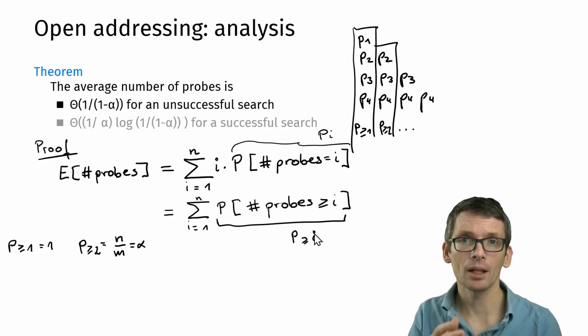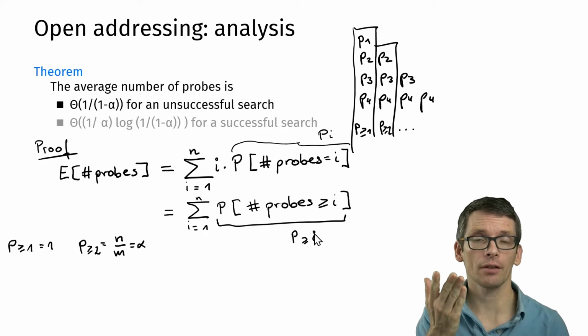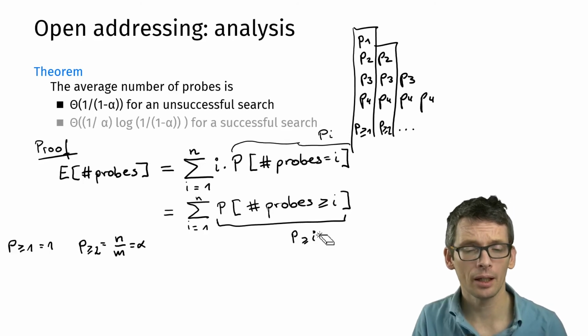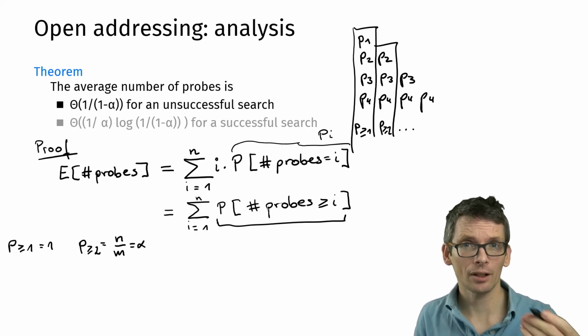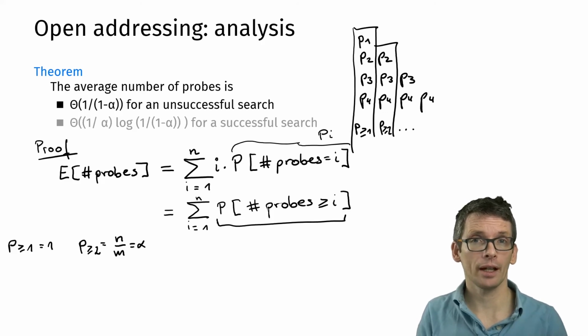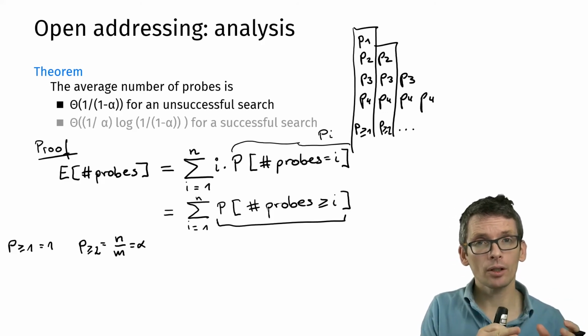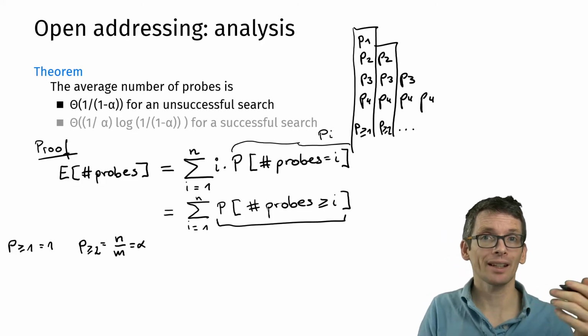So the probability that P is larger or equal 2 is n divided by m, which is the load factor alpha. So how about P larger or equal 3? For P larger or equal 3, my first probe needs to fail. That has probability n divided by m. Then my second probe also has to fail. So there are n minus 1 slots left and n minus 1 elements that I could hit left. So that is n minus 1 divided by m minus 1.